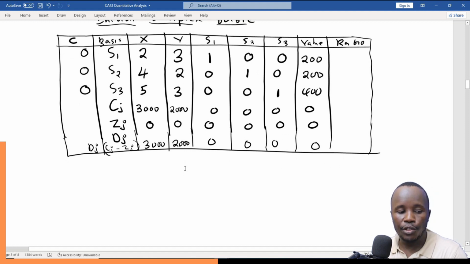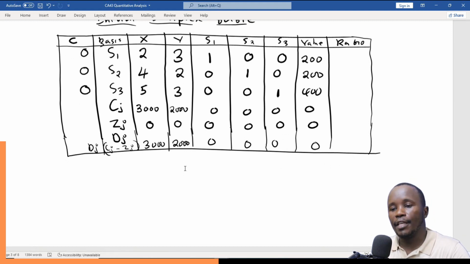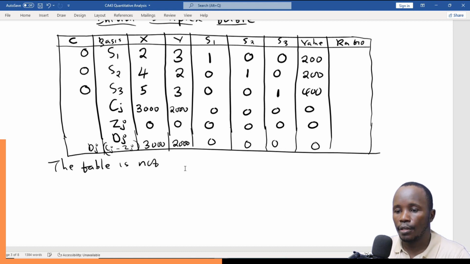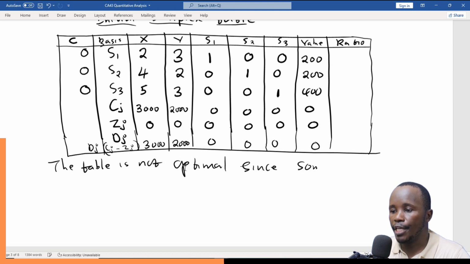This is what we call the initial simplex table. The next thing you are going to do here is to test optimality. The table here is not optimal, since some Djs are greater than 0.